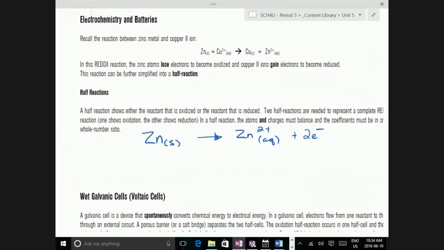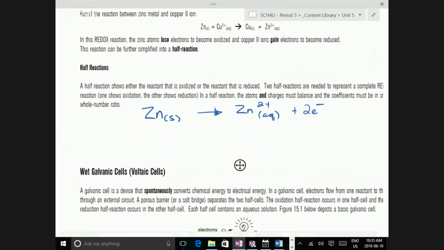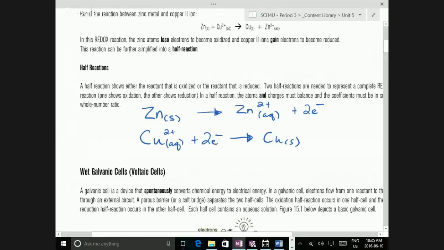What would the next half reaction be? Does it have a charge? +2. Yep. Plus 2e negative. Good. Goes to copper solid. Very good. All right, there we have the second half reaction. Now this is not new, correct? This is what we've been doing. And in fact, these are nice, easy ones.